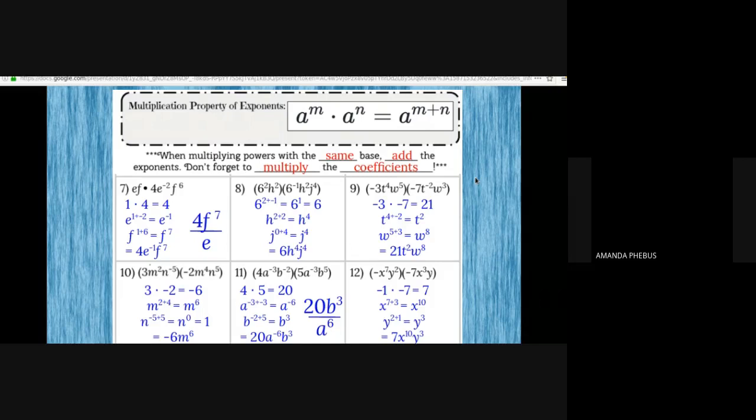All right, so that's it for that video. So we are working with negative exponents, zero exponents, and then we're working with the multiplication property, finding the product and making sure that we are multiplying the coefficients together and then adding the exponents on the corresponding variables. So I'll see you in the next video.